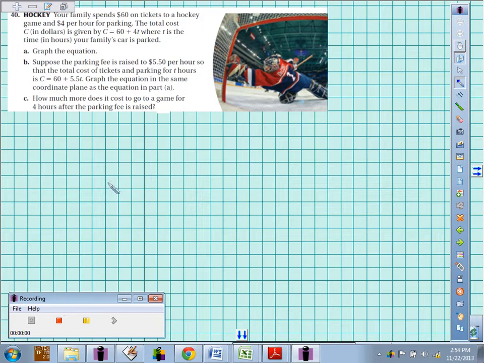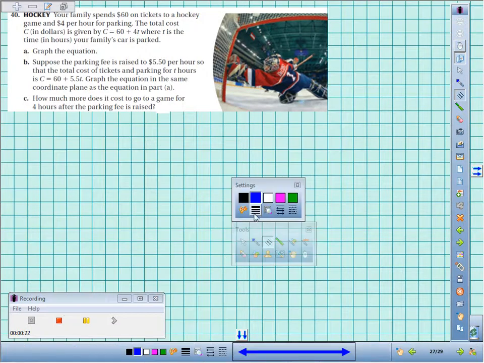Number 40, your family spends $60 on tickets to a hockey game, $4 per hour for parking. Total cost, C in dollars, is given by the equation C equals 60 plus 4T, where T is the time in hours your family's car is parked. So it's $60 for the tickets plus $4 an hour for parking. Graph the equation. Since we can't have negative hours or negative dollars, I'm just going to focus on the first quadrant.